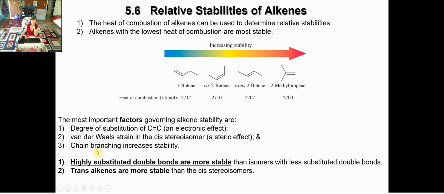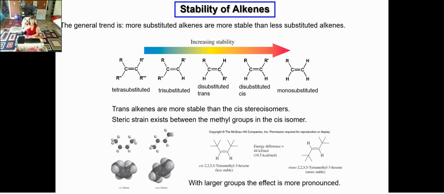And then also the chain branching. If you have longer branching, usually the stability should increase. So highly substituted double bonds are usually more stable compared with less substituted double bonds, and trans alkenes are usually more stable than cis stereoisomers. If you have a cycloalkene, you need to pay attention. Sometimes cis may be more stable, so be careful with this point. Stability of the alkene, let's see, a little bit different. You have these different compounds, so the more substituted, the more stable. The trans compared with the cis is also more stable.